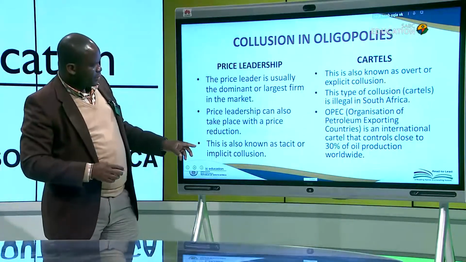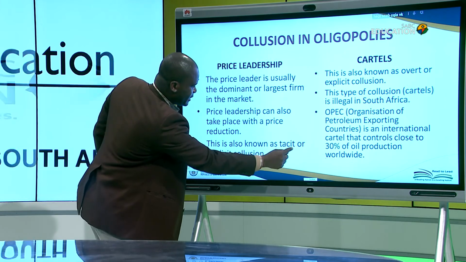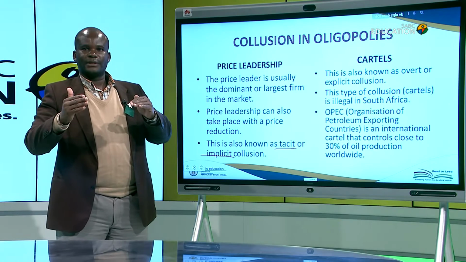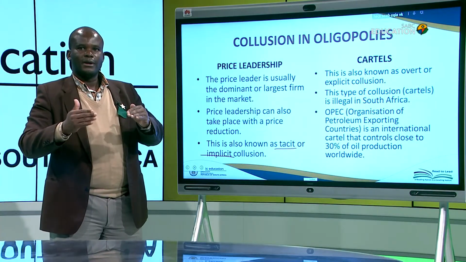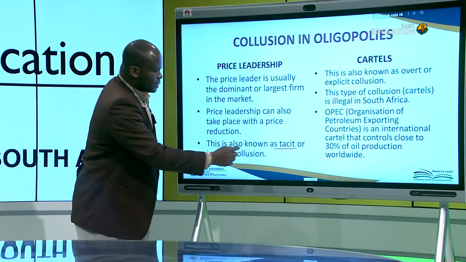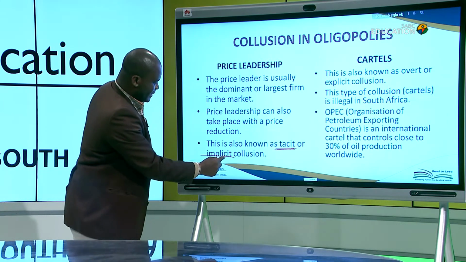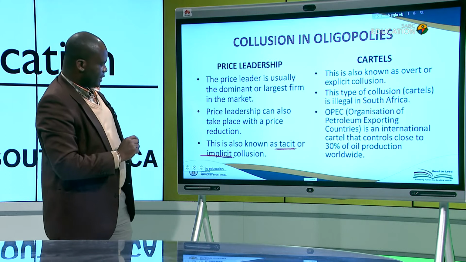Price leadership is also known as tacit or implicit collusion. It's implicit because it's not clear. It's not done formally. It's not done openly, but it's a form of collusion. So in your explanation, you can also get more marks if you explain price leadership by also saying this is also known as tacit collusion, or it is also known as implicit collusion.